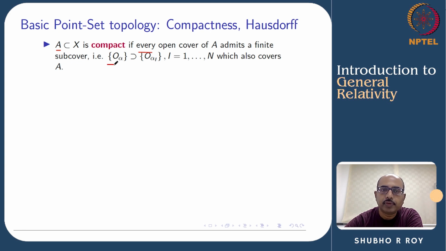So you have this collection O sub alpha, where alpha takes values, let's say, from 1 to infinity, for example, infinite number of them. The idea is that a finite sub-collection of these also will cover A. So if it happens for every open cover you can imagine for A, then we say A is compact. It's a very strict property. Every open cover you can write down for A must admit a finite subcollection or subcover.